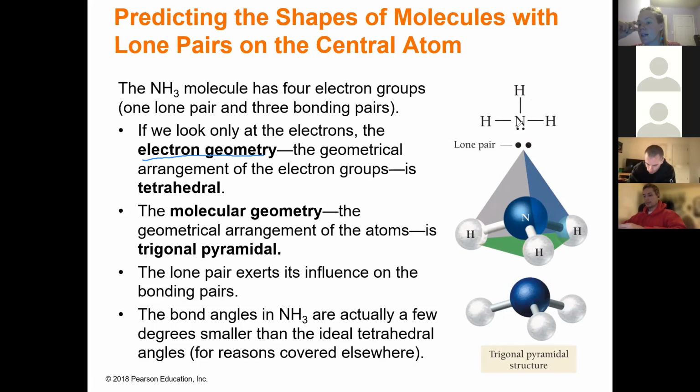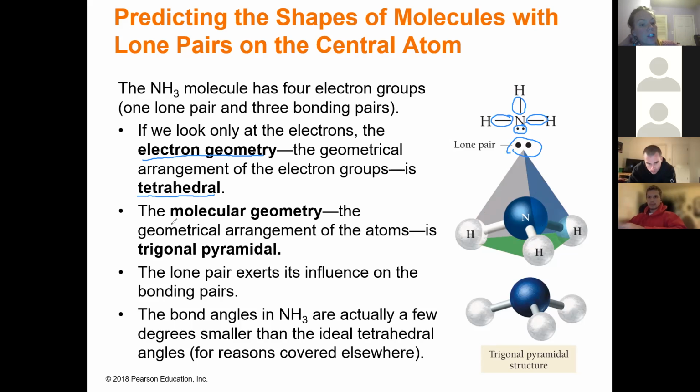Looking at this, I've got nitrogen in the center, and how many electron groups does it have? 1, 2, 3, 4. 4 electron groups. So its electron geometry is tetrahedral, right? It makes a tetrahedral shape. We can see it right here. The lone pair pushes down on the other remaining hydrogens, and we have this tetrahedral shape.